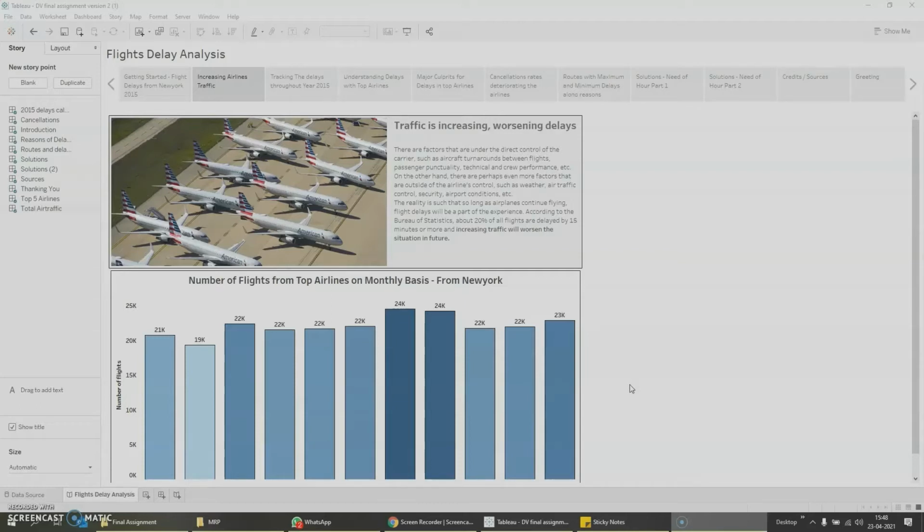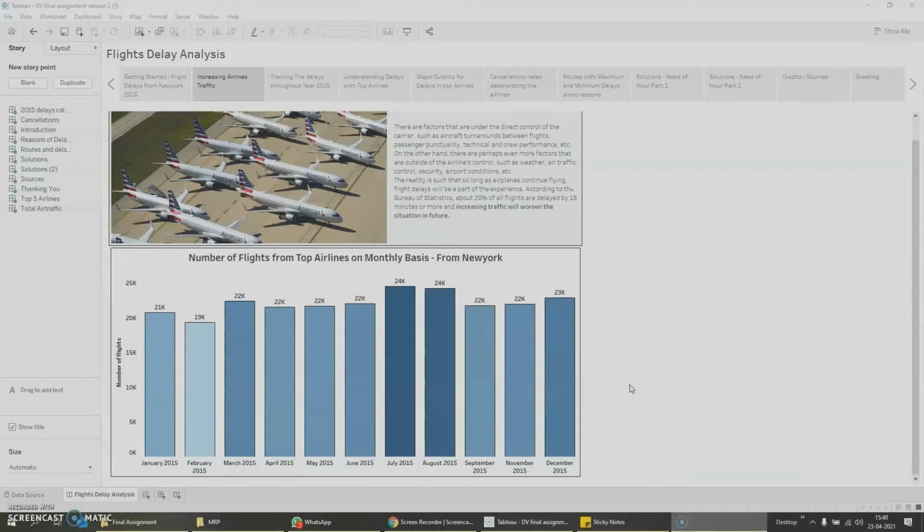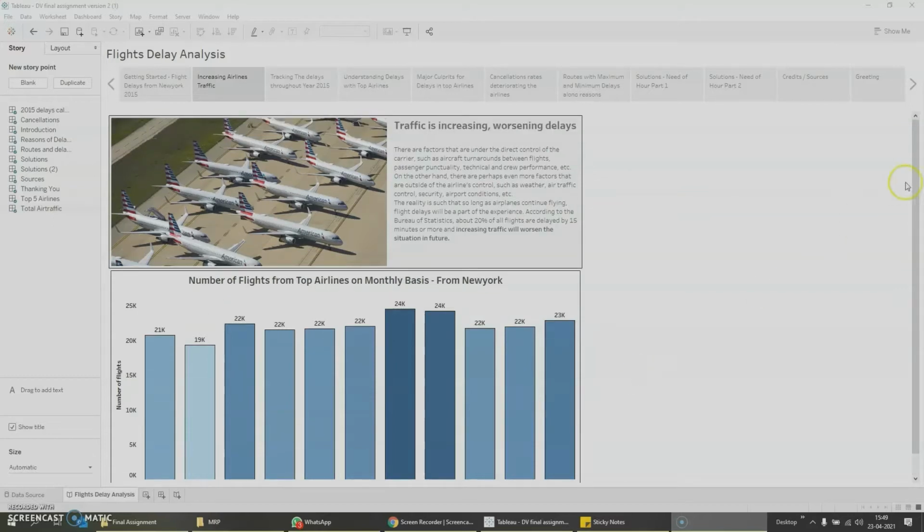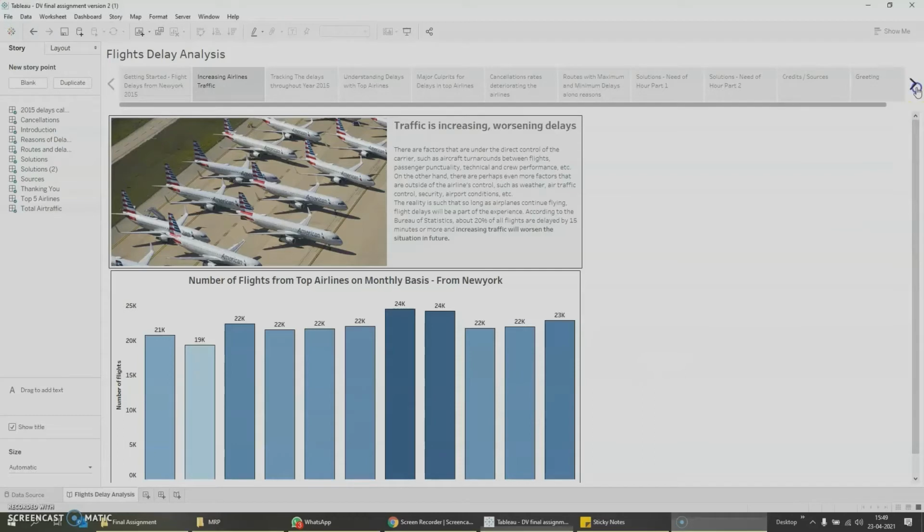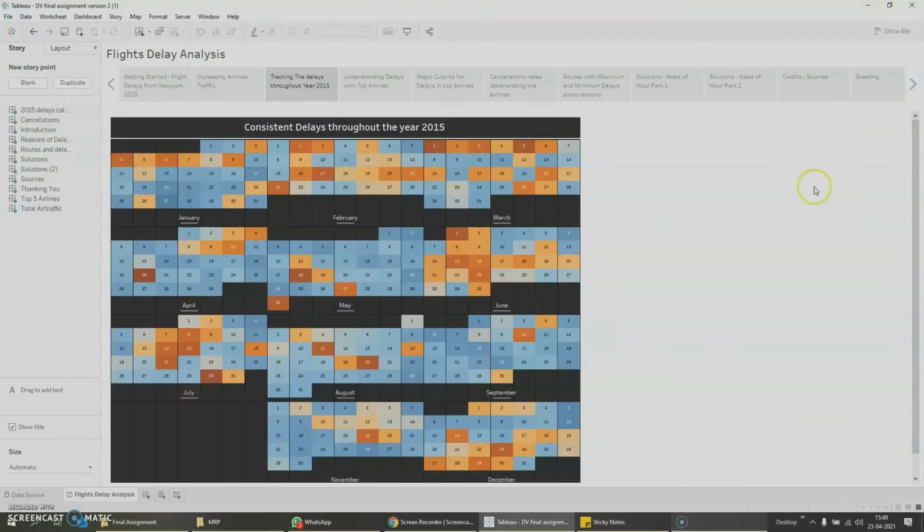As you can see on the chart below, the bar chart shows the number of flights from top airlines on a monthly basis. According to this graph, around 20 to 25,000 flights operate on a monthly basis, and this number is huge. So let's jump on to the next chart where we track the number of flights that get delayed throughout the year.